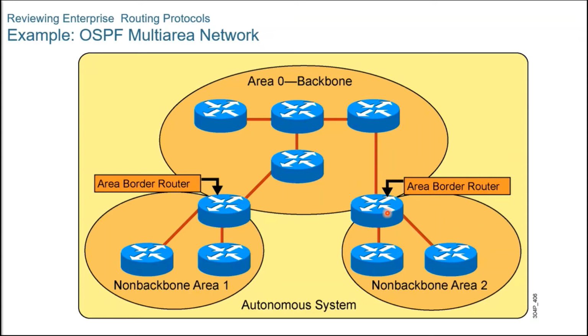Traffic sent from one non-backbone area to another always crosses the backbone. For example, the Area 1 ABR must forward traffic from Area 1 destined for Area 2 into the backbone. The Area 2 ABR receives the traffic from the backbone and forwards it to the appropriate destination inside Area 2.